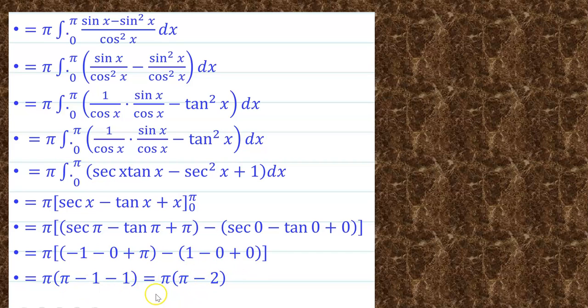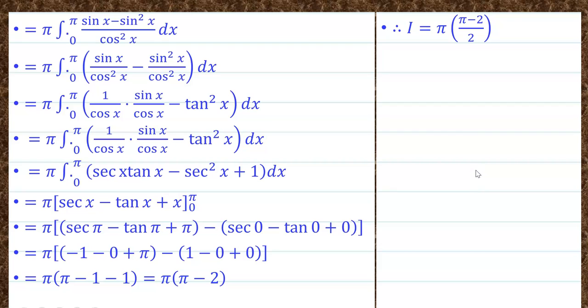Okay, and therefore here, that is equal to pi times (pi minus 2), and therefore that's 2I overall, that is 2I is equal to pi times (pi minus 2), and therefore I is equal to pi times (pi minus 2) upon 2.